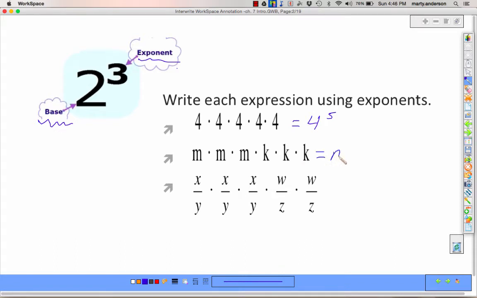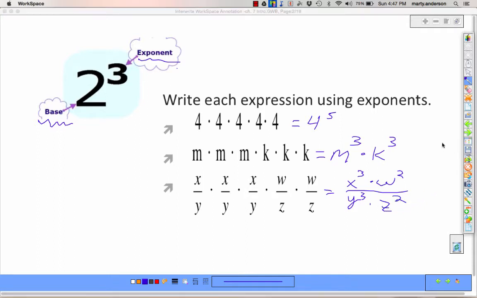Next one, I have m 3 times and k 3 times, so m cubed times k cubed. And then on the top of my fraction, I have x 3 times and w 2 times, and on the bottom I have y 3 times and z 2 times. This is all review for you.